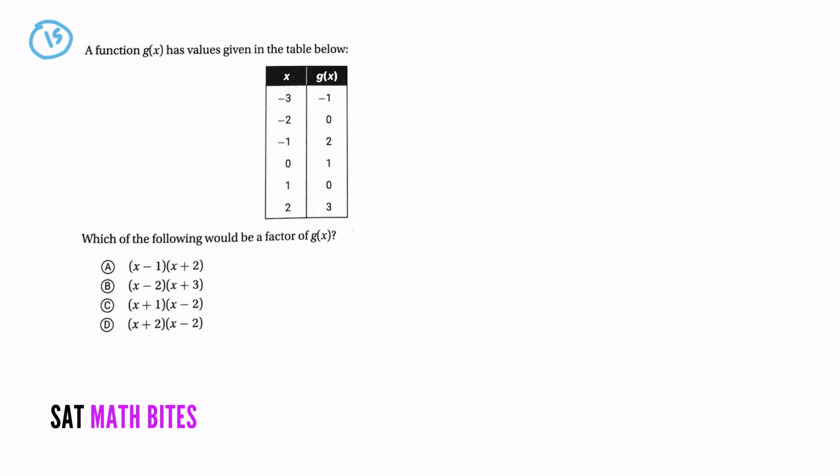On number 15, we are given a function, g of x, and we have a table, and it says which would be a factor of g of x. So what we're interested in is what values of x are going to make the function 0, because if it's a factor, 0 times anything would be 0. So we can see if x is negative 2, a factor would be x plus 2. If x is 1 here, a factor would be x minus 1. So we can see that the answer would be A, because we have the factors x minus 1 and x plus 2.